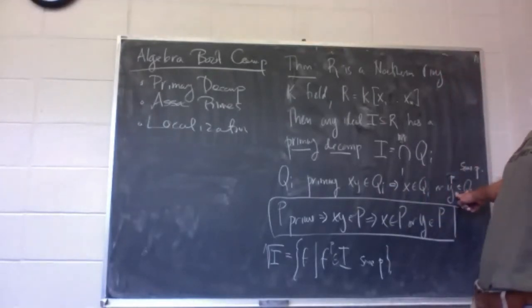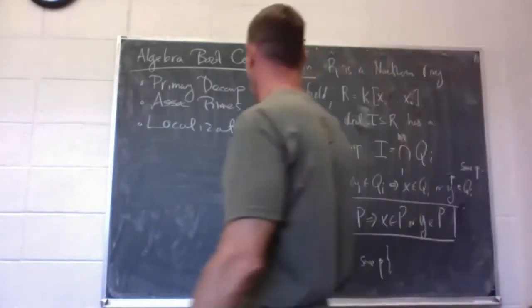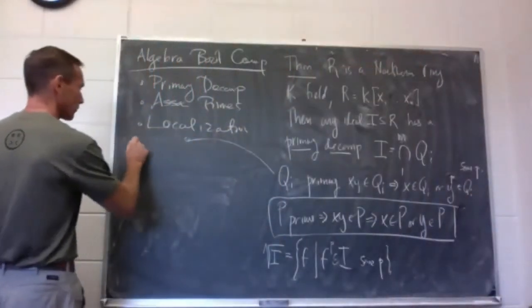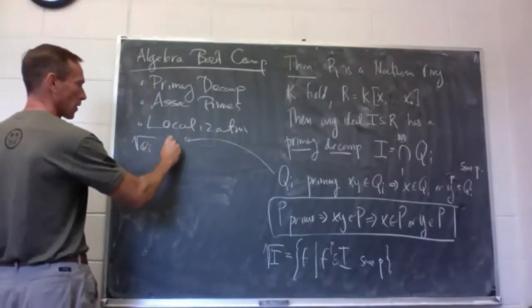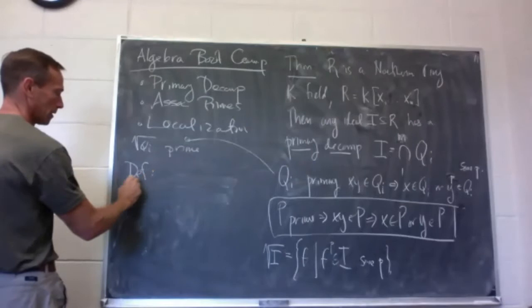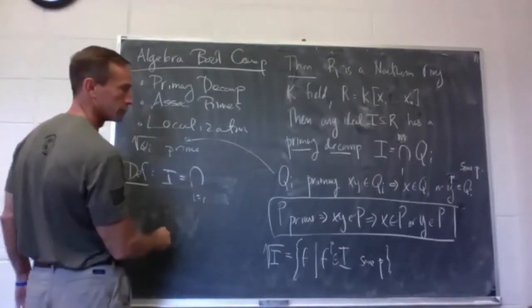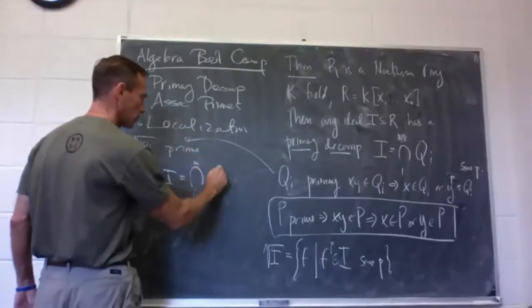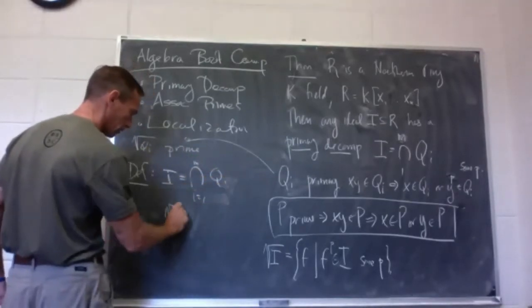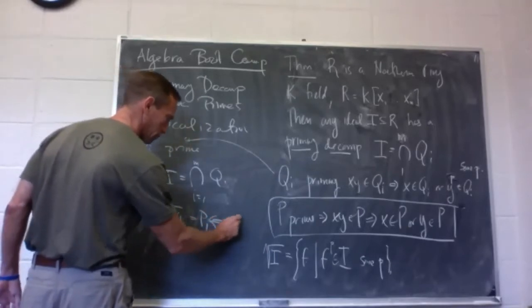That means that the radical of Qi is prime. And if we have the definition, if I is equal to the intersection, i equals 1 through m, of Qi, then the radicals of the Qi's, which are Pi's, are called the associated primes.